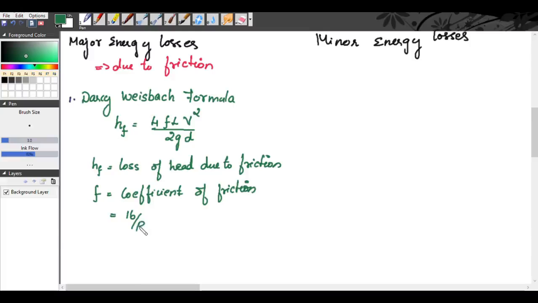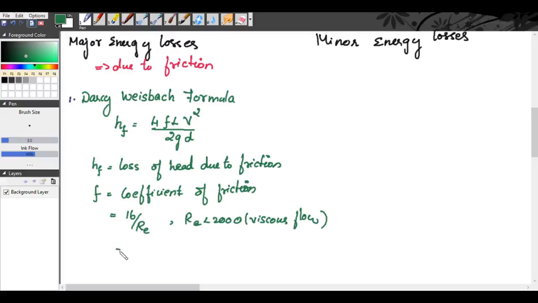The coefficient of friction is equal to 16 by RE. You should remember this formula for the coefficient of friction in order to solve the problems. 16 by RE, that means 16 by Reynolds number, if the Reynolds number is less than 2000. That means for viscous flow. If the flow is viscous, the coefficient of friction is equal to 16 by RE.